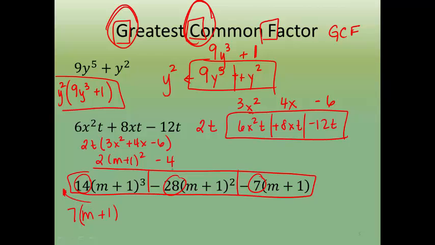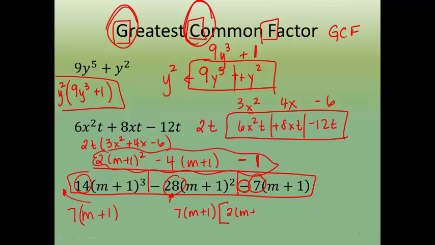Above here would be a negative 4 because that's how I got the 28, and I still have an m plus 1. And lastly, if I take out a 7 and I take out an m plus 1, the only thing that's left to make that happen would be a negative 1. So I have to multiply by something in order to make this. So my result is a little bit crazy for this one. It's 7 times m plus 1. And I'm going to use a giant bracket because I want to include this entire top part in there, and that would be 2 times m plus 1 squared minus 4 times m plus 1 minus 1.